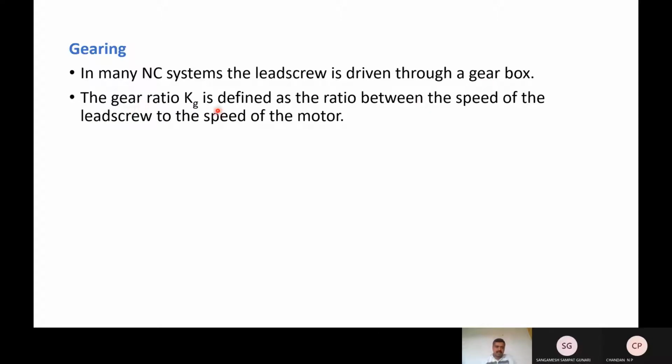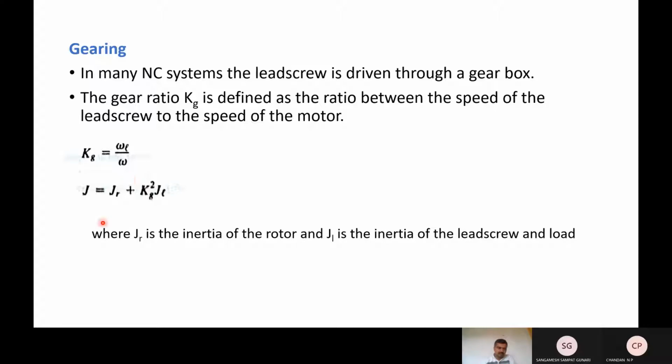The gear ratio, denoted by kg, is defined as the ratio between the speed of the lead screw to the speed of the motor. If you go for higher gear ratios, you can get higher speeds. So gear ratio is given by the angular velocity of the lead screw to the angular velocity of the motor, that is, the speed of the lead screw to the speed of the motor.